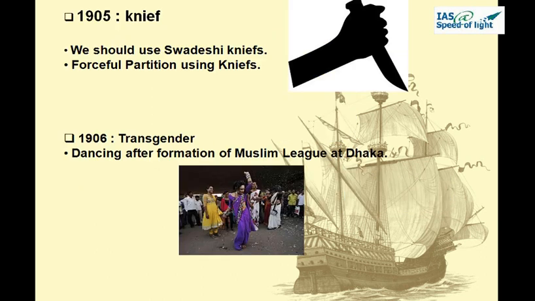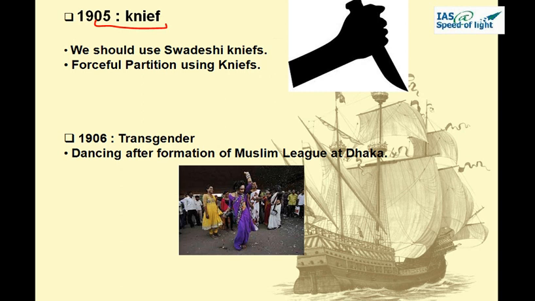In this part we are going to study the year by year activities in our freedom struggle. Let's start with year 1905. 05 becomes knife. 5 is knife, okay? The picture for digit 5 was knife. We should use Swadeshi knives and forceful partition using knives.